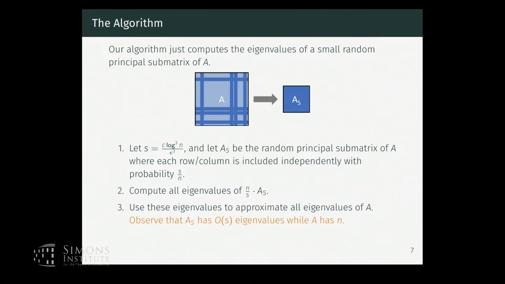One question here is, A_S only has roughly S eigenvalues because it's roughly S by S, right? Whereas A has n eigenvalues. So I'll tell you in a second how I align these eigenvalues. It's very simple though.